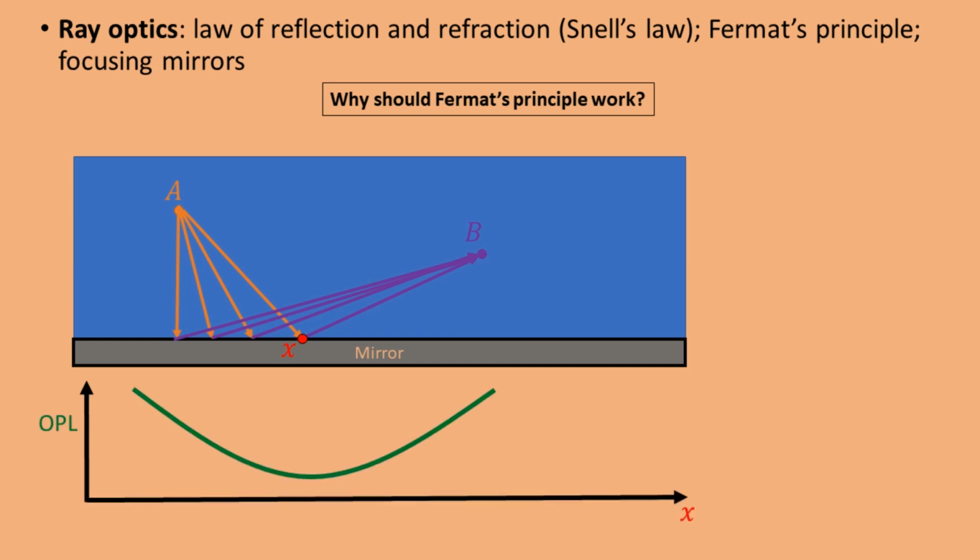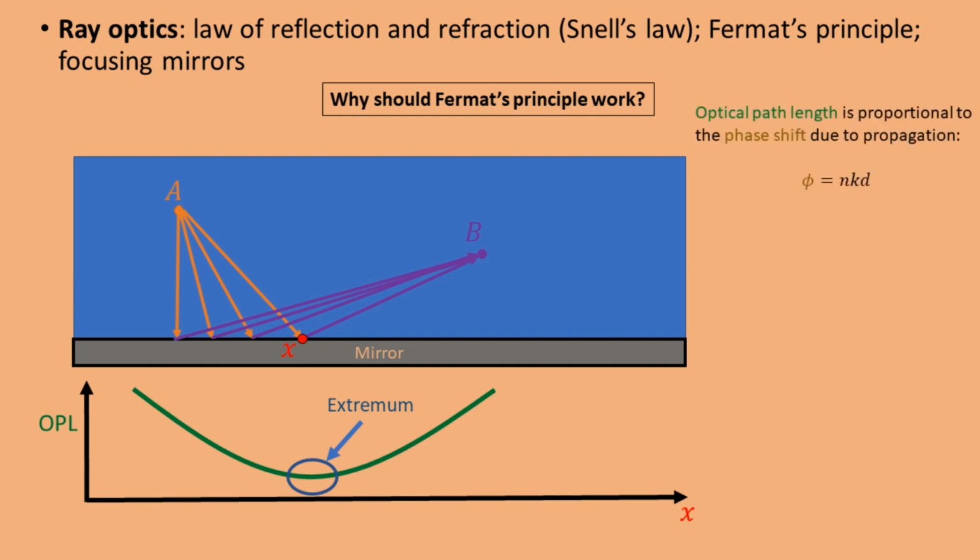We can plot the optical path length as a function of X. For a certain X, the optical path length is a local minimum, and according to Fermat's principle, this X defines the path that the light would take. To see why this is the case, recall that as light propagates, it undergoes a phase shift, and this phase shift is proportional to the optical path length. To find the total field in point B, we have to add all the rays that are emitted from point A together, and all these rays undergo different phase shifts, depending on the point of reflection X.